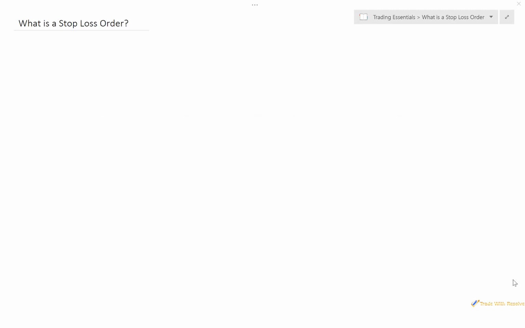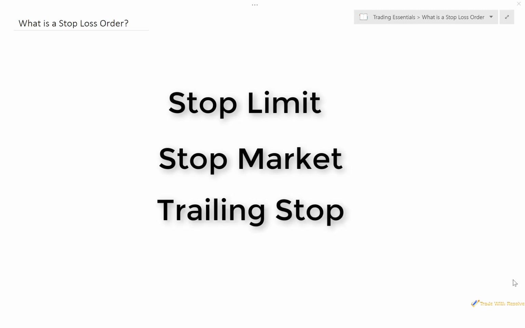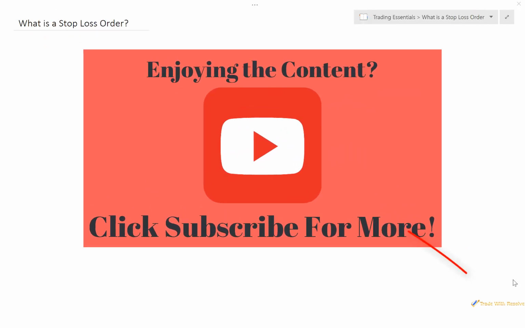Now, there are a variety of stop loss orders. There is the stop limit order, a stop market order, and a trailing stop order. All right, so now I'm going to head over to my trading platform so that you can see an order entry form and we can go over each of the different stop loss orders.